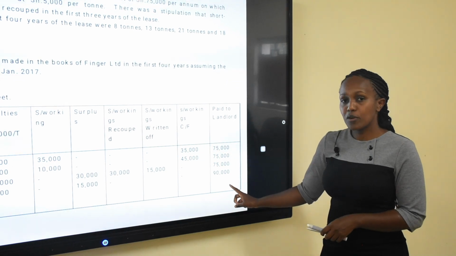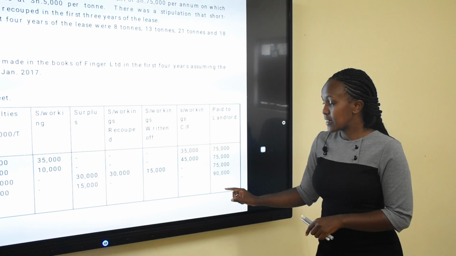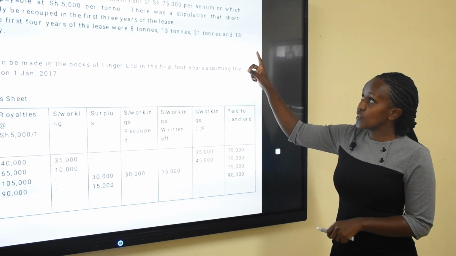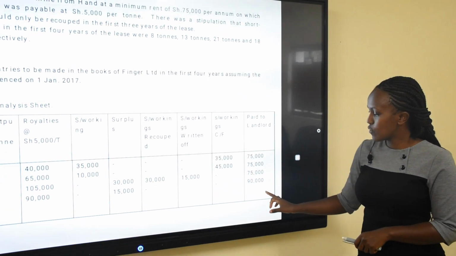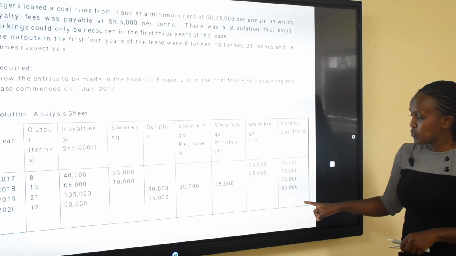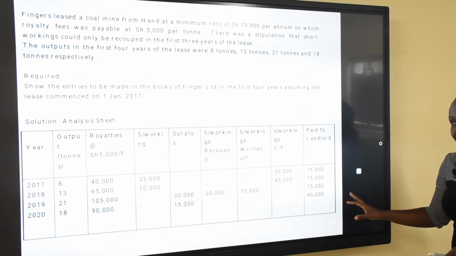But in the final year, because the right of recoupment is over, the tenant can no longer recover. The landlord is going to take the higher of 90,000 and 75,000, and he's going to take the higher one, which is 90,000. So this is how you know how much payment is going to be made to the landlord based on the analysis sheet.